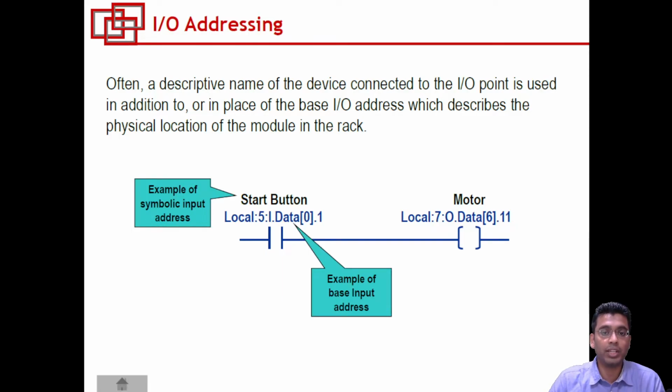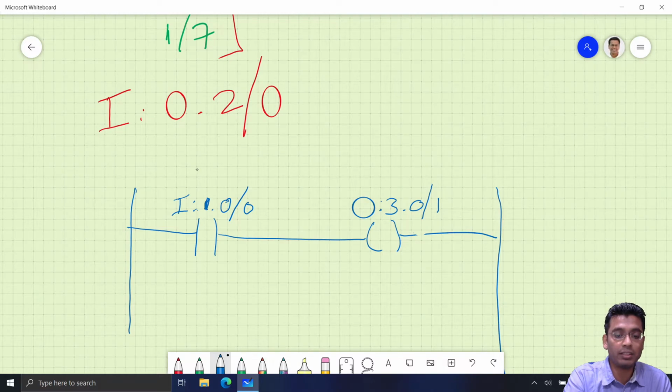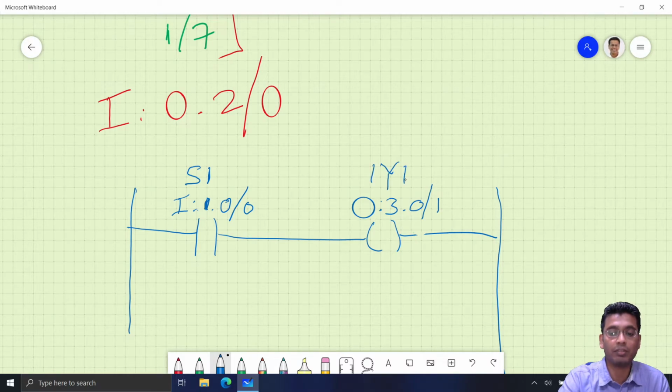And if you can just see here, there are two types of addressing. One is the example of base input addressing, which is what you were doing right now, and on top of that, this is the example for symbolic input address. The symbolic input address is just for better understanding of your program. So what would be the symbolic addressing here? I will write this is my switch S1 and this is my solenoid valve 1Y.